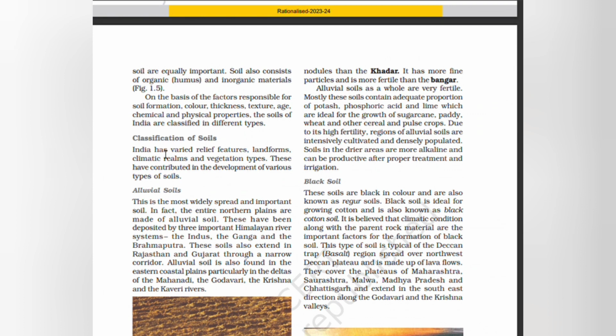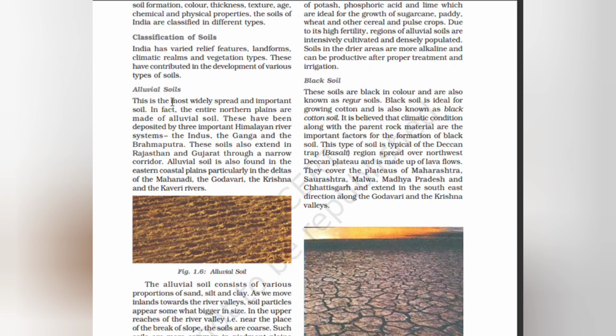Classification of soils. India has varied relief features, landforms, climate, and vegetation types. These have contributed to the development of various types of soils. Alluvial soil. This is the most widely spread and important soil. In fact, the entire northern plains are made up of alluvial soil. These have been deposited by three important Himalayan river systems, Indus, Ganga, and Brahmaputra.